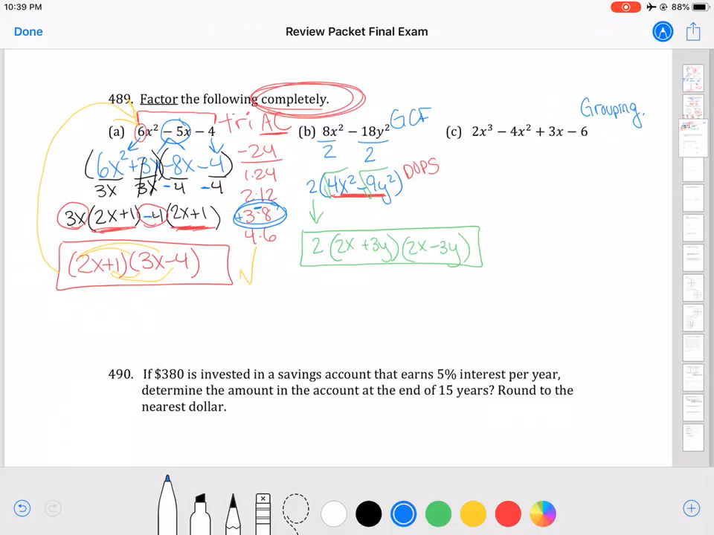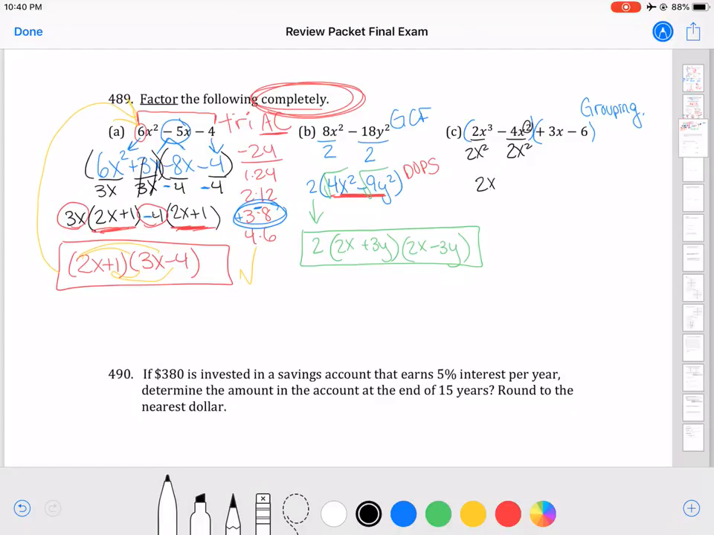But part A had a little extra bit of a step in the beginning to make it into a grouping problem because it only had 3 terms. This one has 4 to start, so I can start grouping right off the bat. So I group my first 2 terms together, group my second 2 terms together, and then I GCF each group. So my first group has a GCF of 2x squared. You always want to look at that smaller exponent. They have that in common.